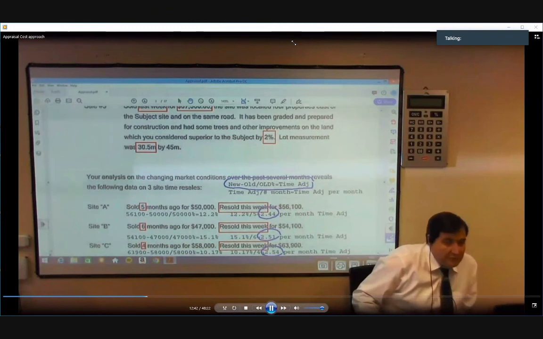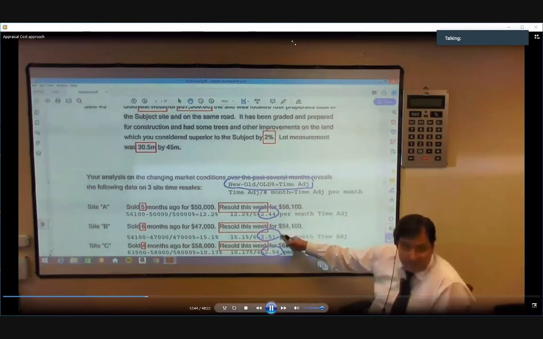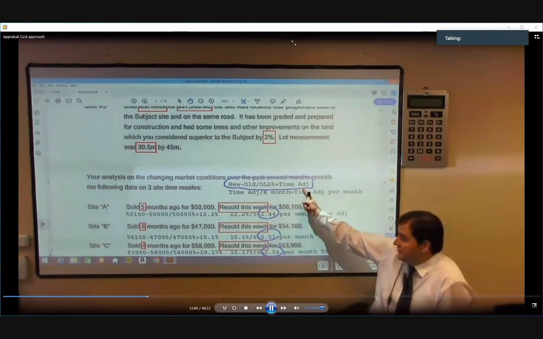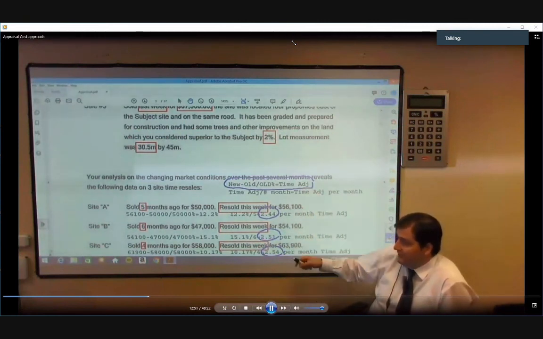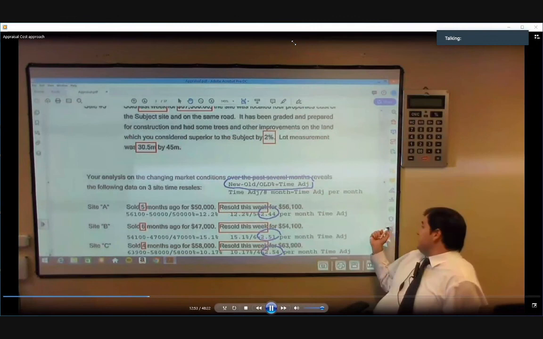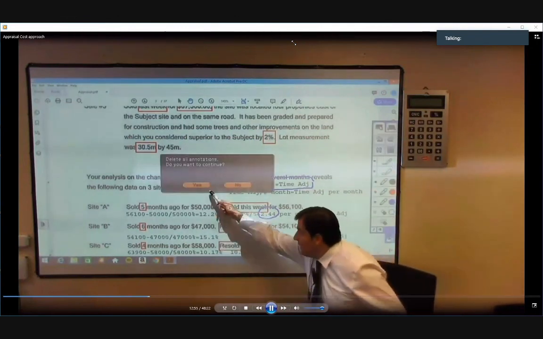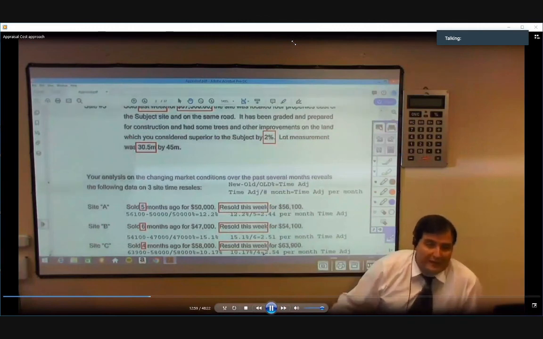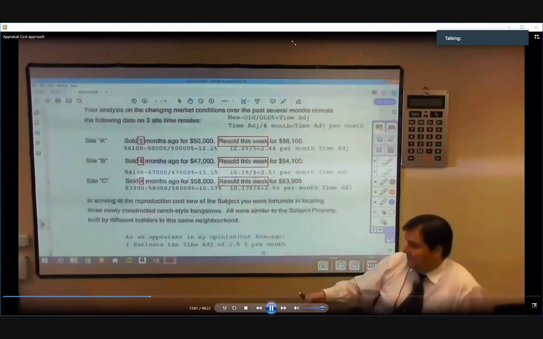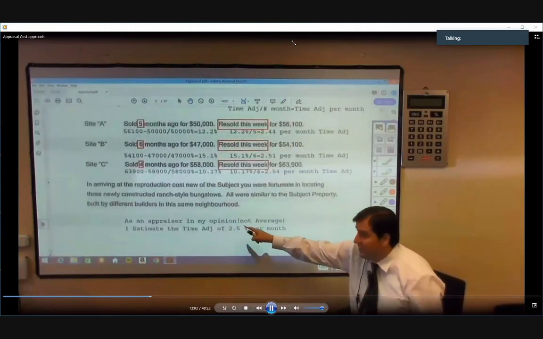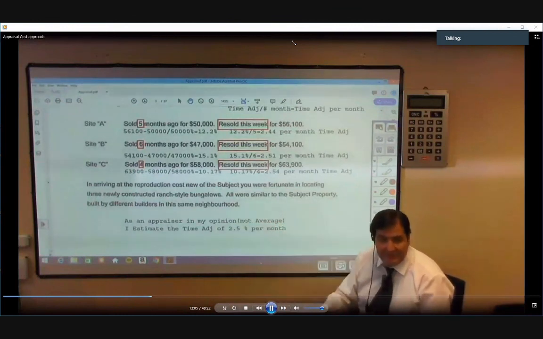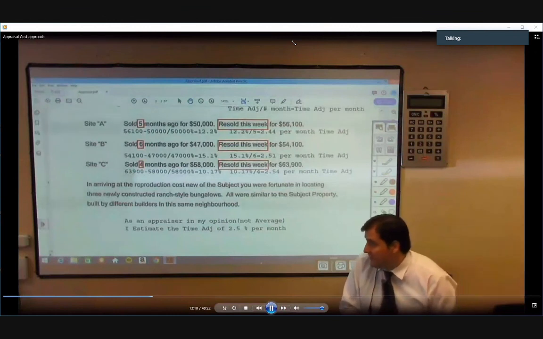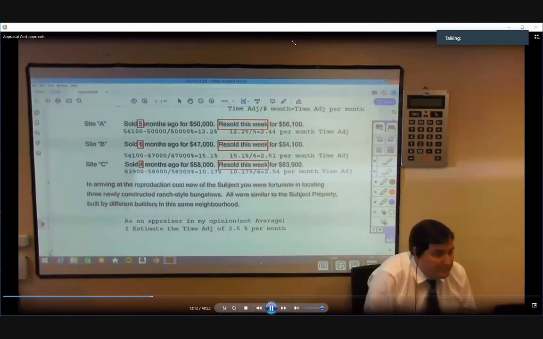So what's the question? How much is the time adjustment here? And we have to find that. So the formula is this. You find the time adjustment per month. Now, there is a theory question about this. They say, okay, in real life, when the salespeople define this, how do they estimate the time adjustment? And here it says, as an appraiser, in my opinion, not average. In the exam, they say they take average. That's wrong. Not average. I estimate the time adjustment of 2.5% per month.